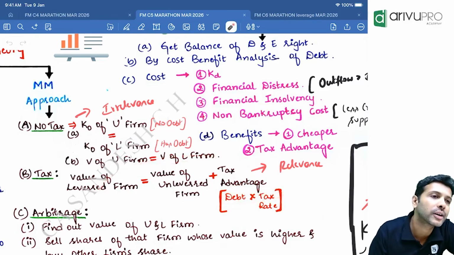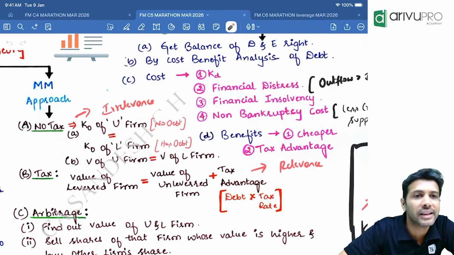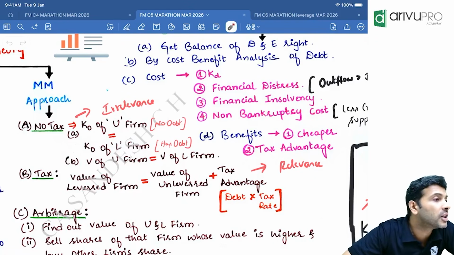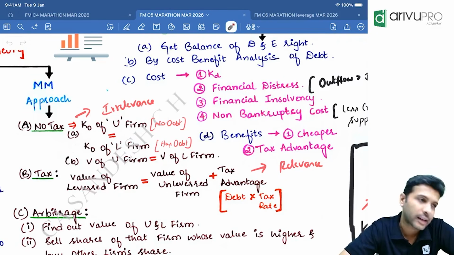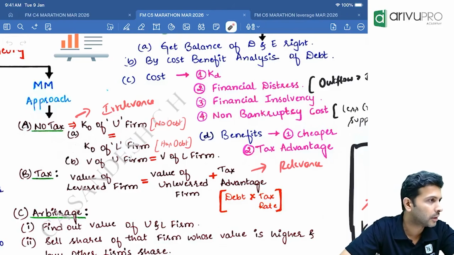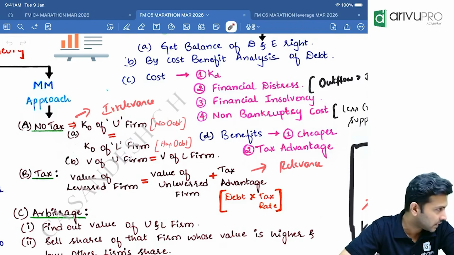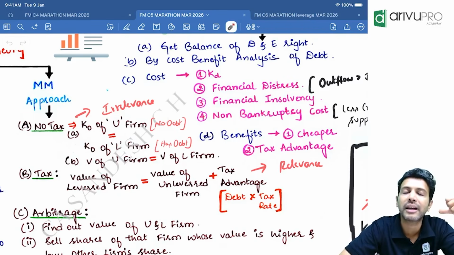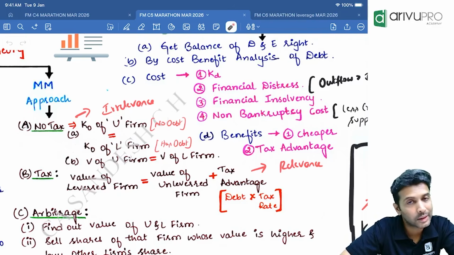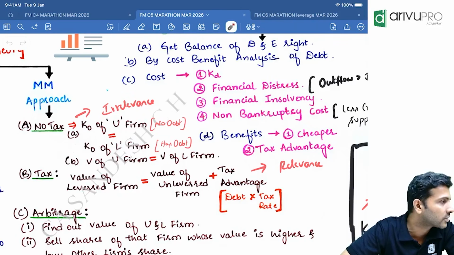Any problem in this so far? All okay? That means sir is arguing both for relevance as well as irrelevance. Irrelevance comes under which approach? No tax scenario. Relevance comes under which scenario? Tax approach. Once again, call it out for me. If there is no tax rate, value of the levered firm and unlevered firm will be same. Both the firms' KO, overall cost, also will be same. But if tax exists, then value of the levered firm will be equal to value of the unlevered firm plus the tax benefit. And how do you calculate this tax benefit or tax advantage?